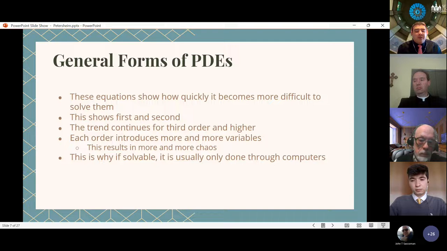We only showed the first and second order general forms of PDEs, but this trend continues for third order and higher orders as well. As more and more variables are introduced with higher orders, more and more chaos is the result. The increasing chaos is a big cause as to why even when PDEs are solvable, they usually are only solved through computers.